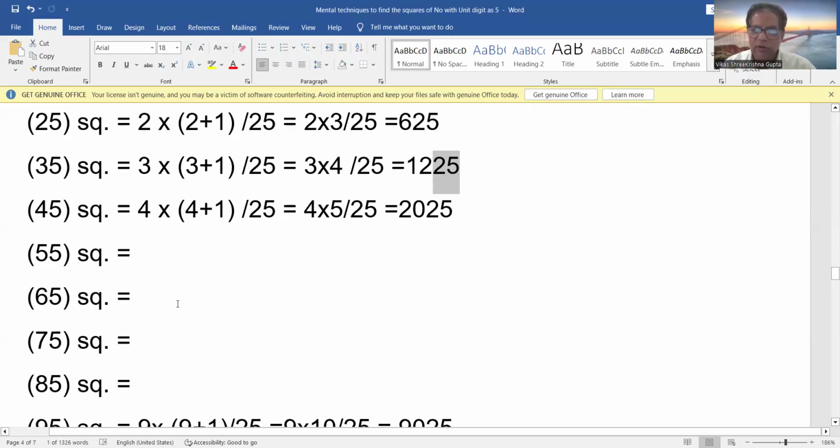45 square means 4 into 4 plus 1, which is 1 more than 4. So 4 into 5, followed by 25. 4 into 5 is 20, and after that 25. So the answer is 2025. 45 square is equal to 2025.